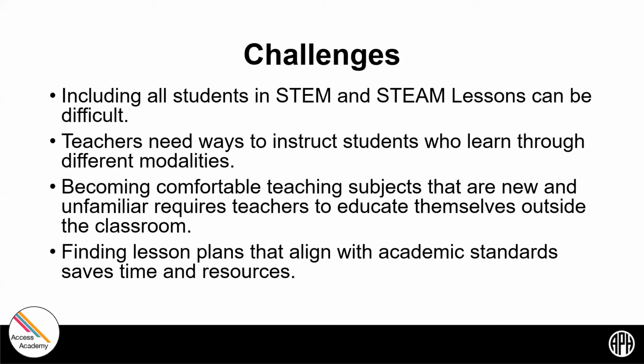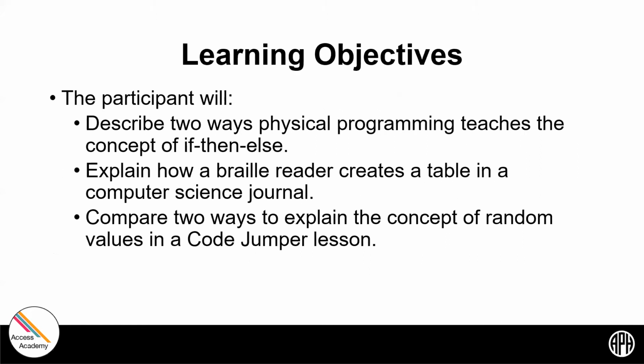Let's go into our learning objectives. We're going to describe 2 ways physical programming teaches the concept of if, then, else. We'll explain how a Braille reader creates a table in a computer science journal. We'll compare 2 ways to explain the concept of random values in a Code Jumper lesson.